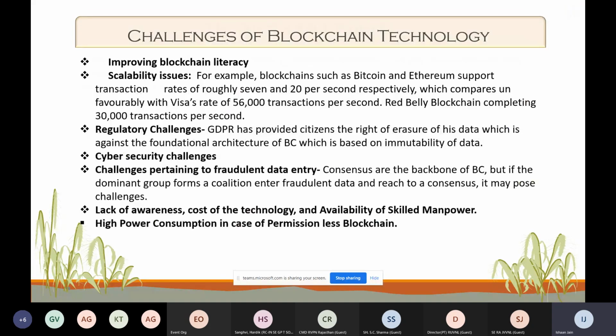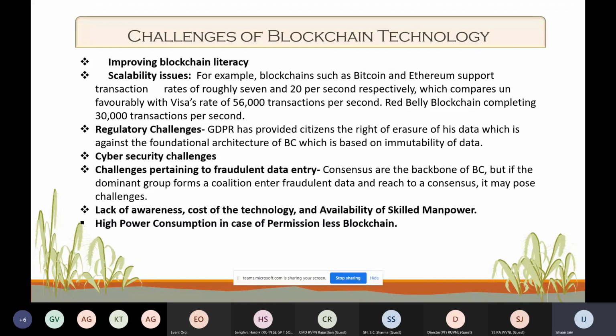Yeah, every technology has some challenges. So we need to improve blockchain literacy. Scalability issues are also there. So you need to shift to something like Red Belly blockchain. But in this particular case, we do not have many stakeholders if you are talking about the generation and transmission sector. But if you go to the distribution sector, scalability issues will be there, which can be solved by utilizing the latest infrastructure or latest software.